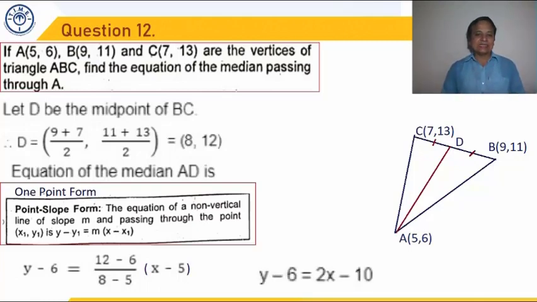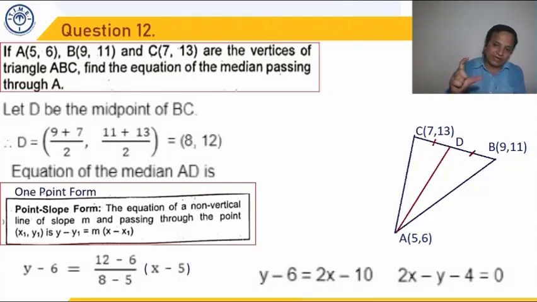So it's y minus 6. 12 minus 6 is 6 upon 8 minus 5 is 3. So 6 upon 3 is 2. So right hand side becomes 2x minus 10. Y minus 6 is equal to 2x minus 10. We take y to the right hand side, it becomes 2x minus y minus 4, because minus 6 goes to the right hand side and becomes plus 6, and plus 6 and minus 10 becomes minus 4. So equation of AD is 2x minus y minus 4 equal to 0.